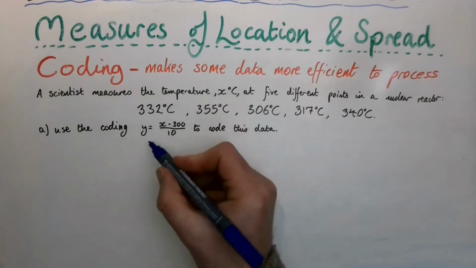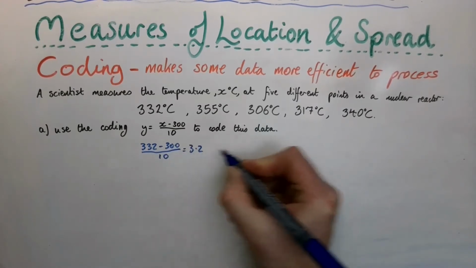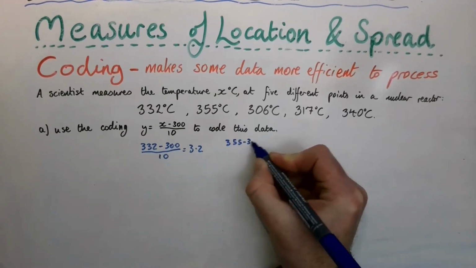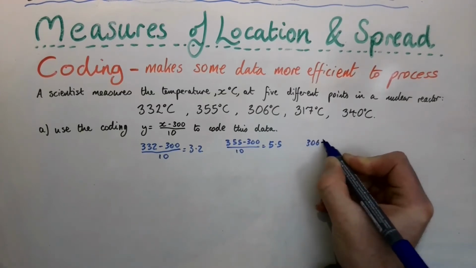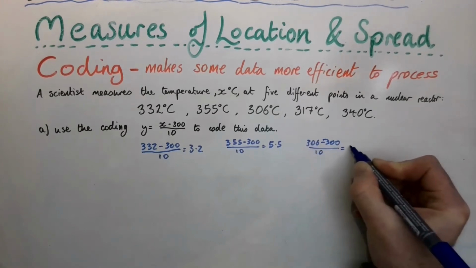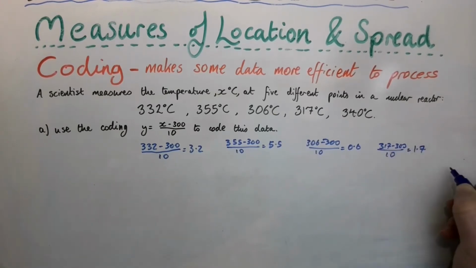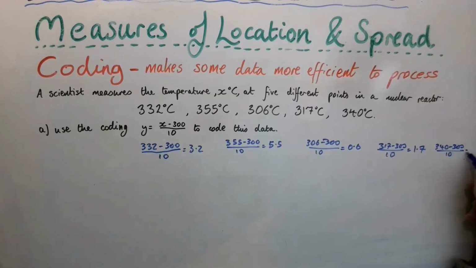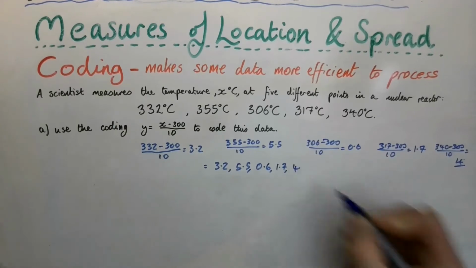So x is our temperature, so it's just 332, take 300, which would be 32, wouldn't it? Divide that 32 by 10 would give you 3.2. The next one, 355, take 300, divide that by 10, 55 divided by 10, 5.5. Carrying on, 306, take 300 is 6, divide that by 10 is 0.6, and so on. We get 317 take 300 is 17, divide 17 by 10 is 1.7, and finally we've got the 340 take 300 divided by 10, 40 divided by 10 is 4, isn't it? So there we go, we've got our coded data is 3.2, 5.5, 0.6, 1.7 and 4.